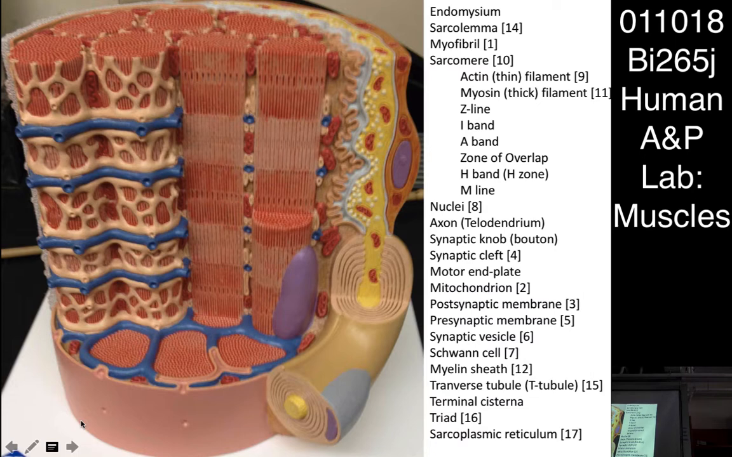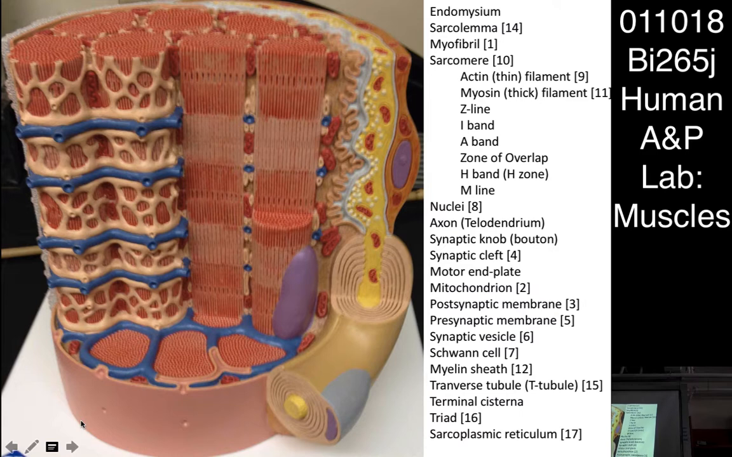Okay? So then there's these different regions that spread themselves throughout the sarcomere that have functional significance, which we'll talk about in detail tomorrow in lecture. But the important place is this zone of overlap, which is the place where the actin fibers and the myosin fibers overlap. So this lighter band, we call it the I band.